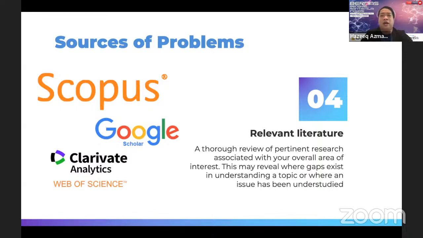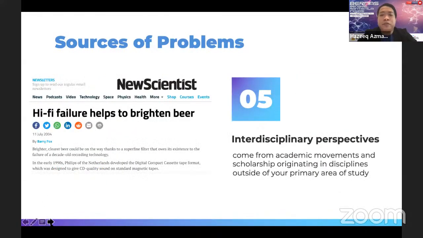And from there, you read. Usually we start by reading people's review papers to find the research gap. And the more you read, the more you learn, and then you can design the problem statement. Okay. And then the last part is this one, the interdisciplinary perspective.